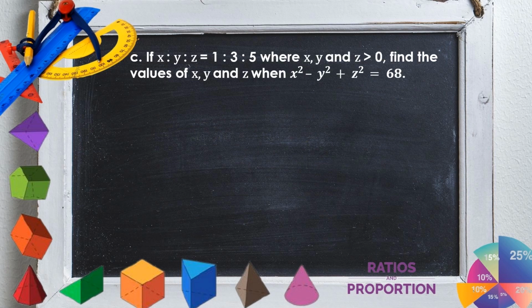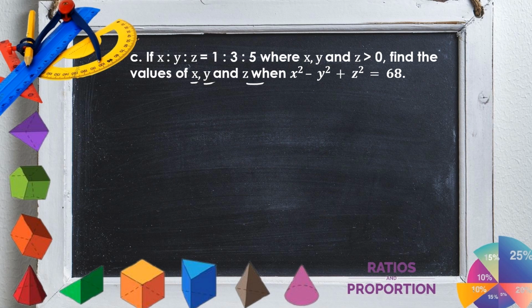Let's have the next one. So you have here x is to y is to z, so you have another variable, is to 1 is to 3 is to 5. So where x, y, and z are not equal to 0, we have to find the values of x, y, and z, where x squared minus y squared plus z squared is equal to 68. So what we're going to do is use the property that we have under proportion, the last one.